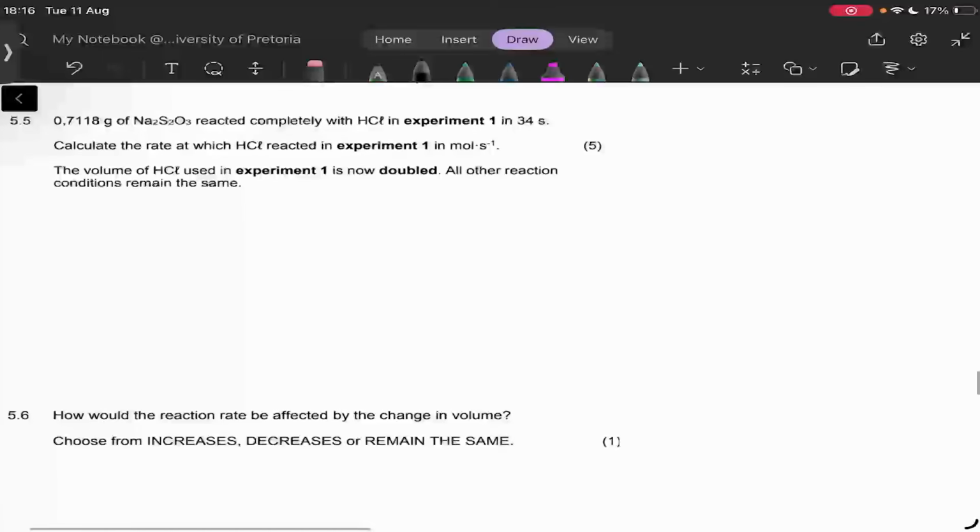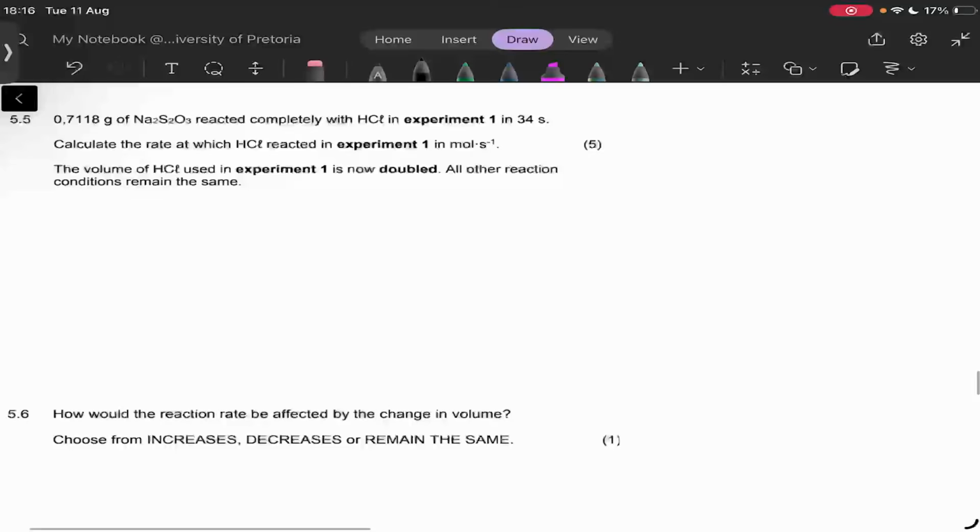Now let's get into 5.5. We are told that 0.7118 grams of sodium thiosulfate reacted completely with hydrochloric acid in experiment 1 in 34 seconds. Calculate the rate at which hydrochloric acid reacted in experiment 1 in moles per second. The volume of hydrochloric acid used in experiment 1 is now doubled. All other reaction conditions remain the same.